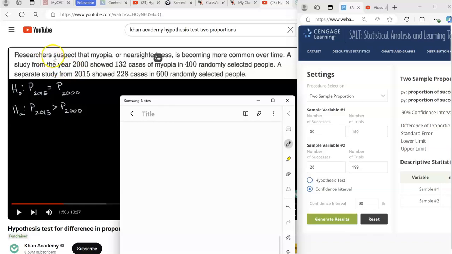And we're trying to analyze this statement. So we're testing the claim that it's becoming more common over time, which means that we would expect more in 2015 than we would in 2000. So that's giving us that alternative hypothesis. So H1, we would expect more in 2015 than we do in 2000. And then the null hypothesis would be that they are equal.